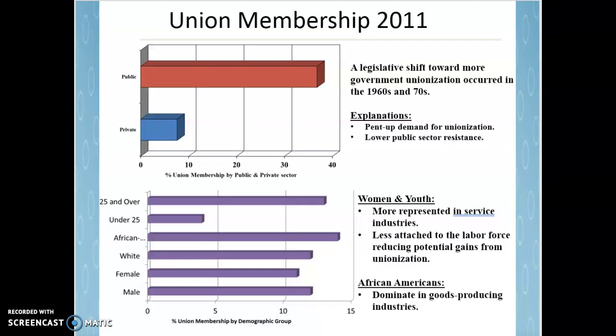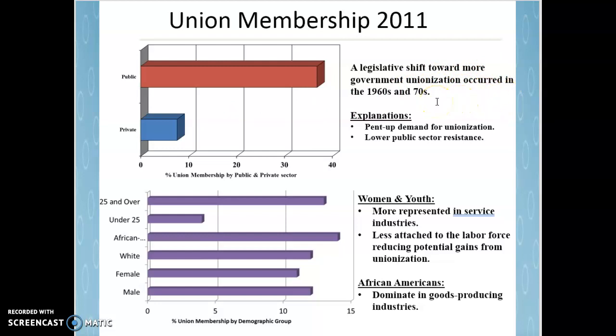Also notice that we see public unionization as a much higher percentage than private. So this shows that 36% of public sector workers, government workers, are unionized, where only maybe 7 or 8% of private sector workers are unionized. This legislative shift towards more government unionization occurred in the 60s and the 70s.